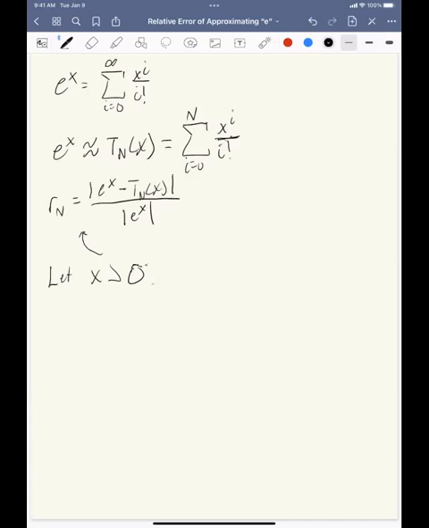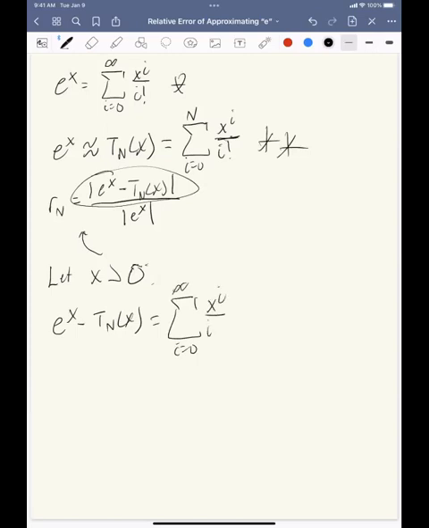a good starting point would be to compute this term here. And we can do that easily. We have definitions for these two lines already. So let's just compute the difference of them. So e to the x minus T sub n is equal to the sum from i equals 0 to infinity of x to the i over i factorial, minus, I'll use j here just to make sure we don't get confused, the sum from j equals 0 to n of x to the j over j factorial.